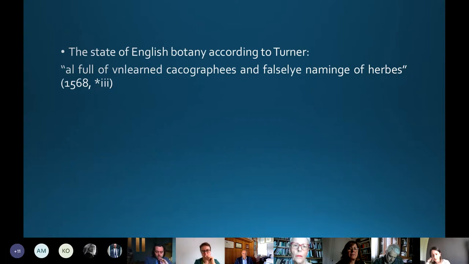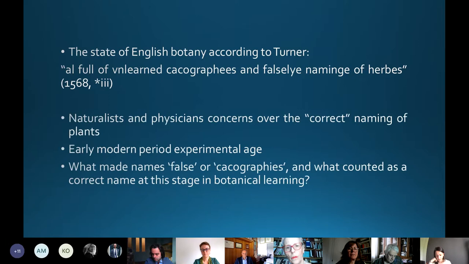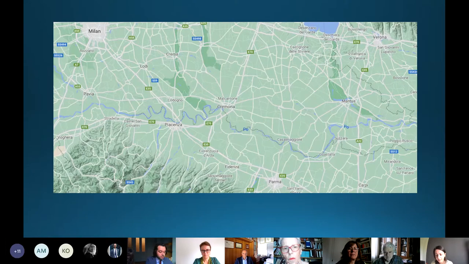In the preface of his magnum opus, The Herbal, Turner had in fact famously complained about the state of botany in England, especially targeting popular compilations which he deemed all full of unlearned cacographees and falsely naming of herbs. Turner was not alone in his concerns over the correct naming of plants. In fact, before the binomial nomenclature began to be applied as the method to designate plants and animals universally, early modern naturalists across Europe experimented extensively. But what made names false or cacographies, and what counted as a correct name at this stage in botanical learning? To answer this question, let's start from an example drawn from Turner. So this is a map of Lombardy, more or less, or the Bassa Padana.